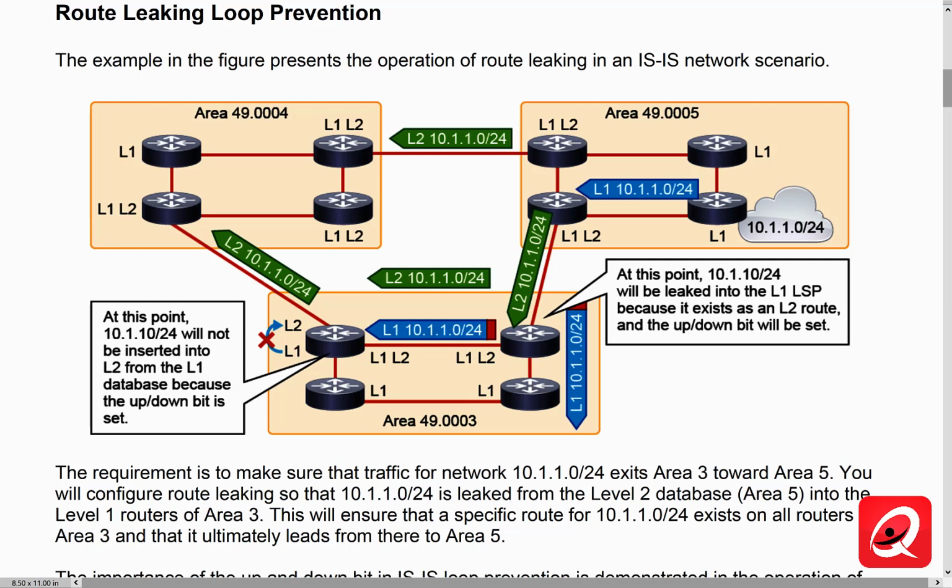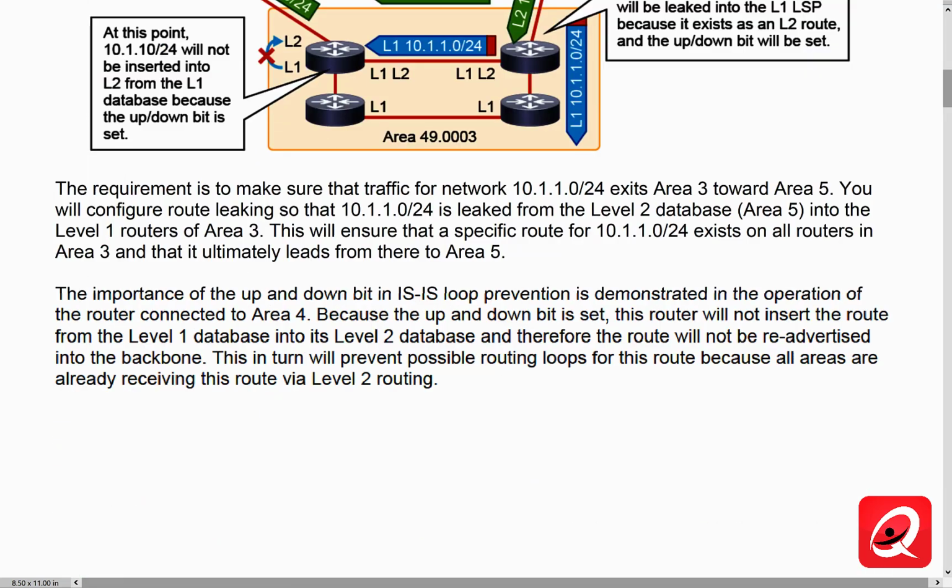If we look at the connection to area 4, because that bit is set, the router is not going to insert that route from the level 1 database into the level 2 database, and the route will not be re-advertised into the backbone. So that will prevent the routing loop.